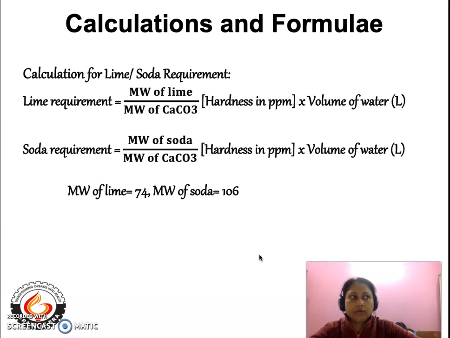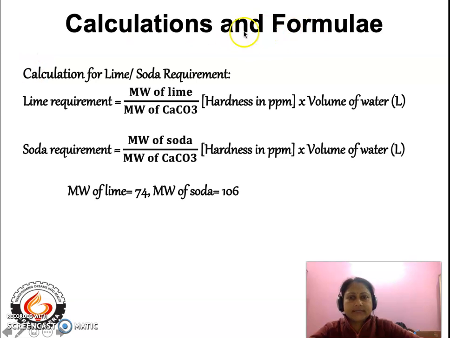Now, you must remember the chemical reactions that are taking place. That means you must remember the number of moles of lime or soda or both that are required when a particular constituent is present in water. So the reactions that were given in the previous lecture will help you in solving the various numericals related to the lime soda process.